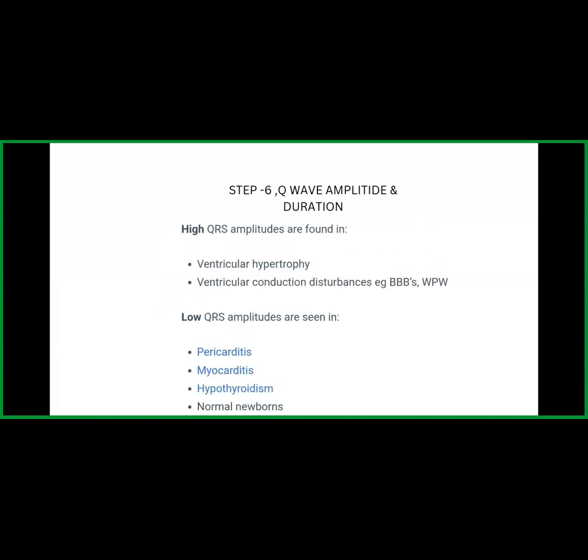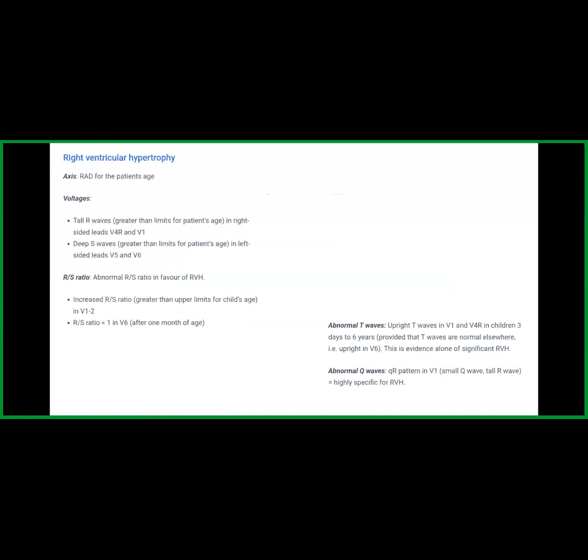Step 6 is QRS amplitude and duration. High QRS amplitude is found when ventricular mass is more, when ventricular hypertrophy is happening, or there is an associated bundle branch block, or there is a pre-excitation syndrome such as WPW. Amplitude will be less when there is extra fluid around the heart, or muscle is not functioning properly, or conduction is affected. It can also be there in normal newborns, but you should consider abnormalities first if you're getting low QRS amplitude. So pericarditis, myocarditis, hypothyroidism, or a normal newborn can have a low QRS amplitude ECG.